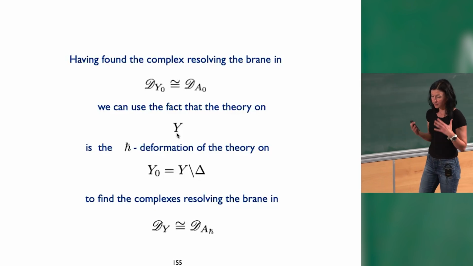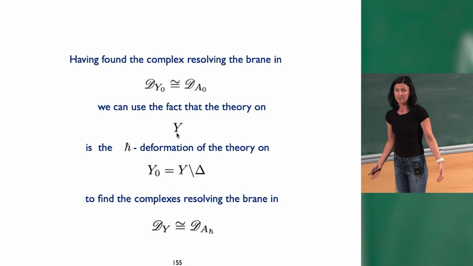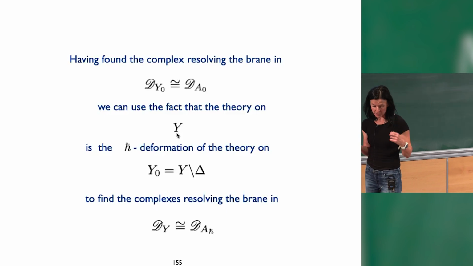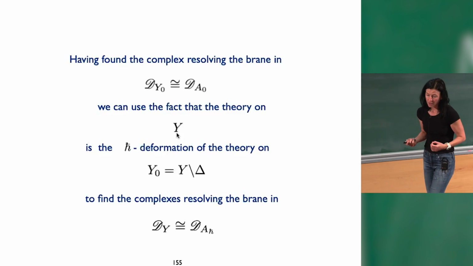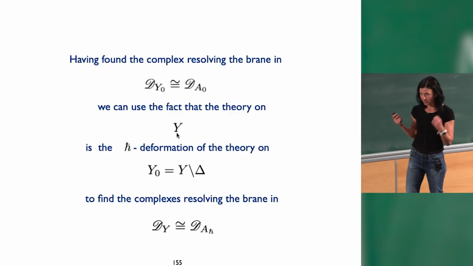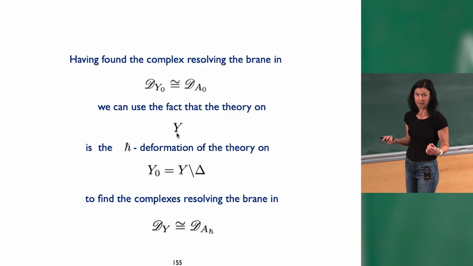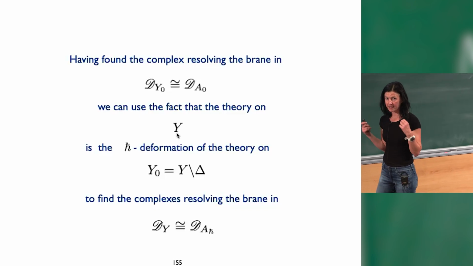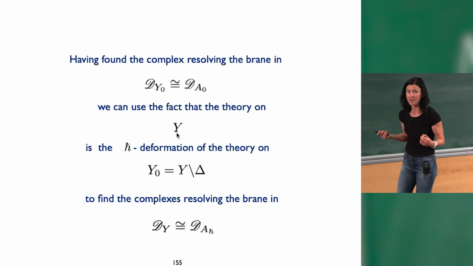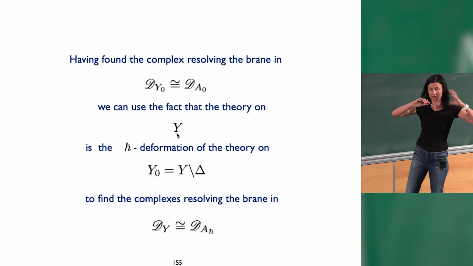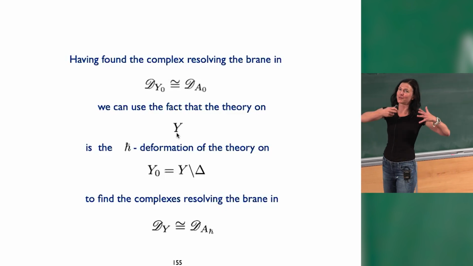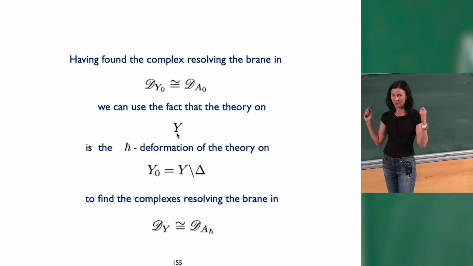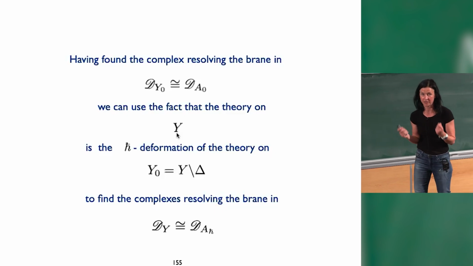You use the fact that the theory on the space you actually want is an h-bar deformation of the theory on the space with the diagonal deleted to find the complexes resolving the brane in the actual space. The reason there's no ambiguity in this h-bar deformation is equivariance. On the B side, you have in general a super strong equivariant action whose fixed points are isolated. There's no ambiguity whatsoever in what you're going to get. The deformation is unique.